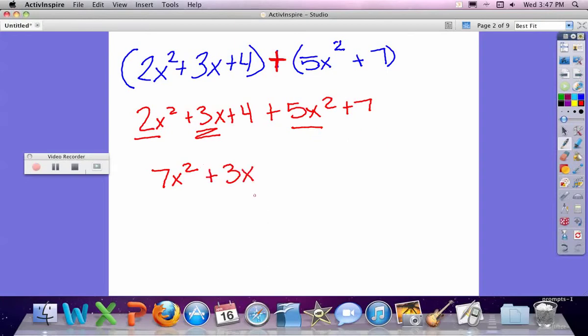Here's a constant. Here's a constant. I add them together, I get 11. I have no like terms when I look through my problem. That means I've simplified as far as I can. I'm finished.